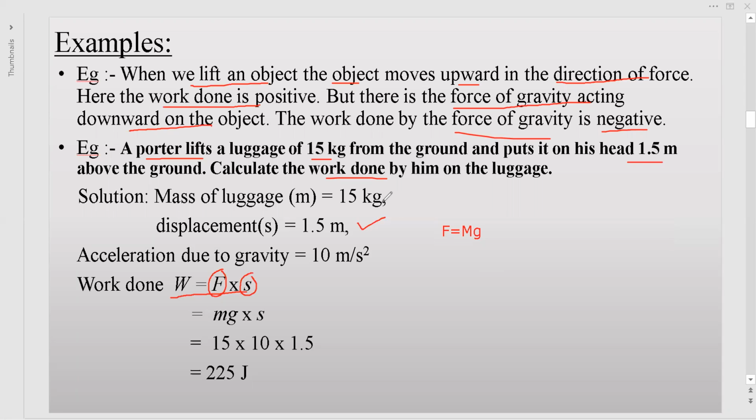The value of m we know, it is 15 kg, and the value of g, approximately it can be 10 meter per second square or it can be 9.8 meter per second square. So on putting that value, we will get 225 joule. Okay, so this is how we can solve this numerical. Understood, all of you? Yes, sir.